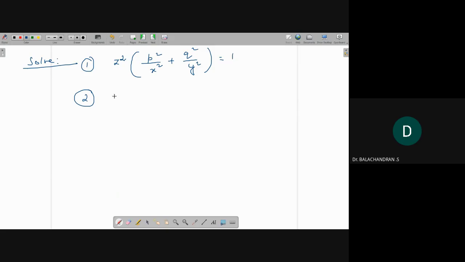x square p square. I think these two problems are worked example problems in Veerarajan book. You can check it. Try to solve these two problems and verify the answer. For this problem, try to do it and then verify it.